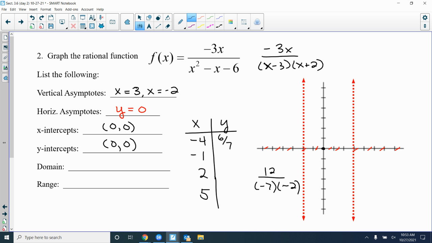All right, let's plug in negative 1, plug in 2, plug in 5. Let's see what we get. Here, you guys plug in negative 1. This group, negative 1. You guys here in the middle, plug in 2. You guys over here on the end, plug in 5. See what you get. So we can get this done.